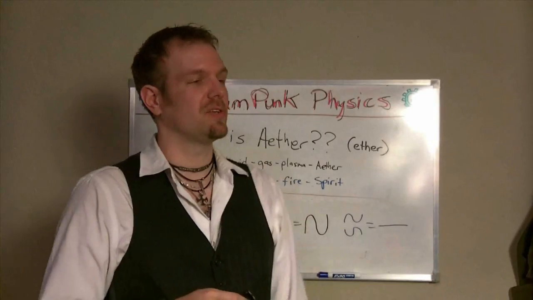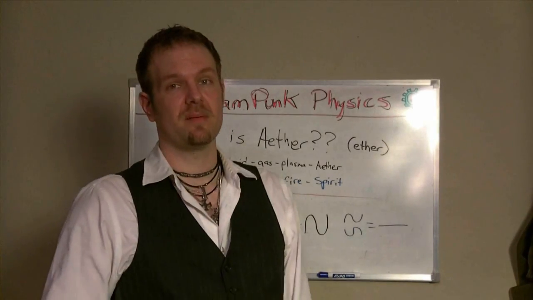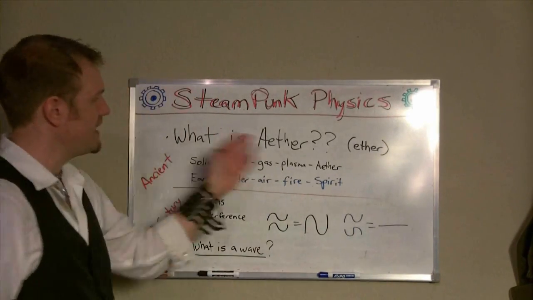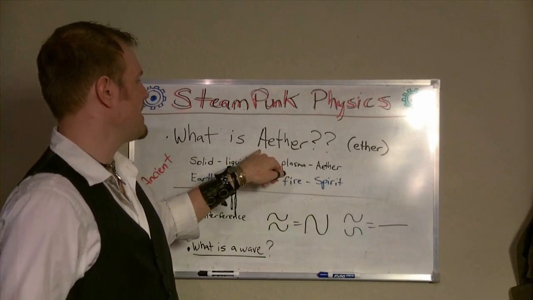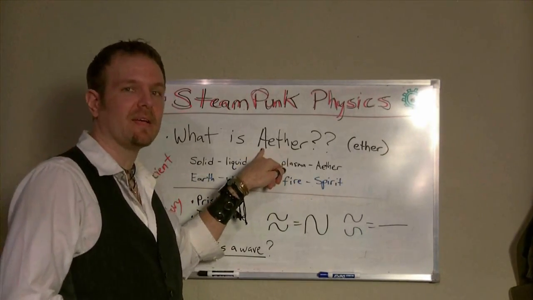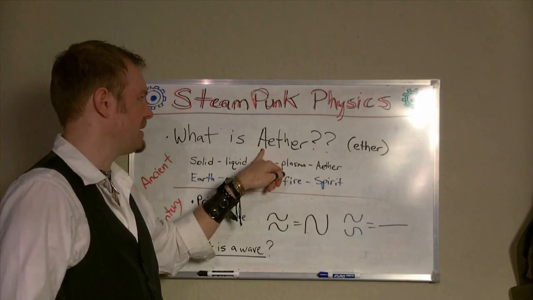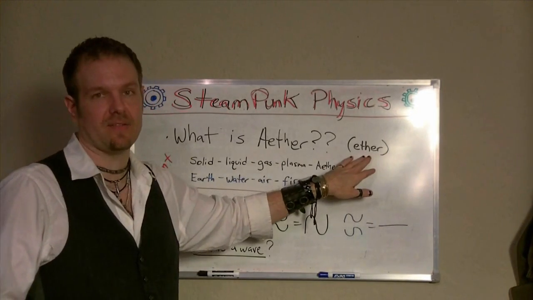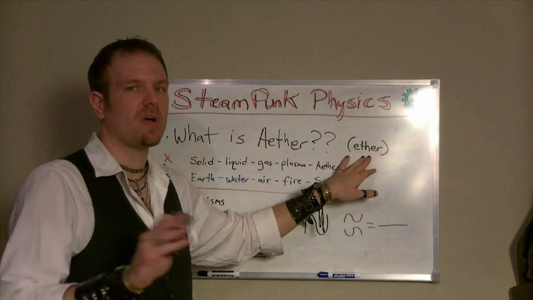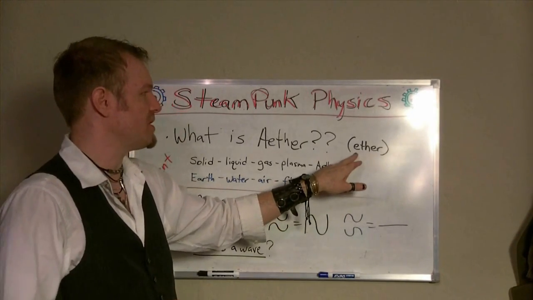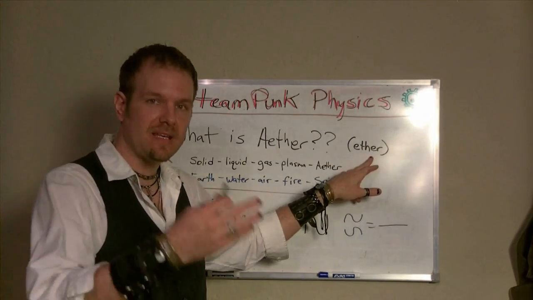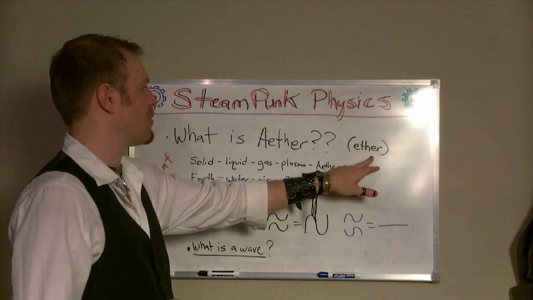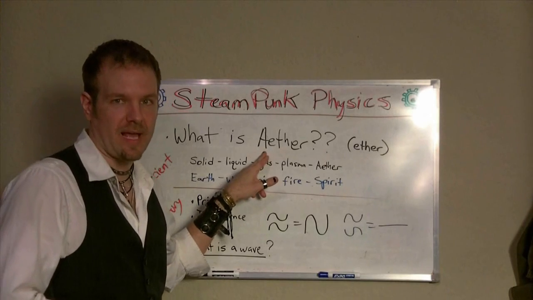First questions that we need to answer whenever steampunk physics comes up is, what is ether? You may have seen two different spellings of it, but the spelling of it with the A only came along more recently when we discovered the gas ether. So whenever we talk about ether, we're not talking about the gas ether, which is spelled this way. Now this is the way that they used to spell it in the past because they didn't need to differentiate it. Now in more recent times, it's spelled with an A.